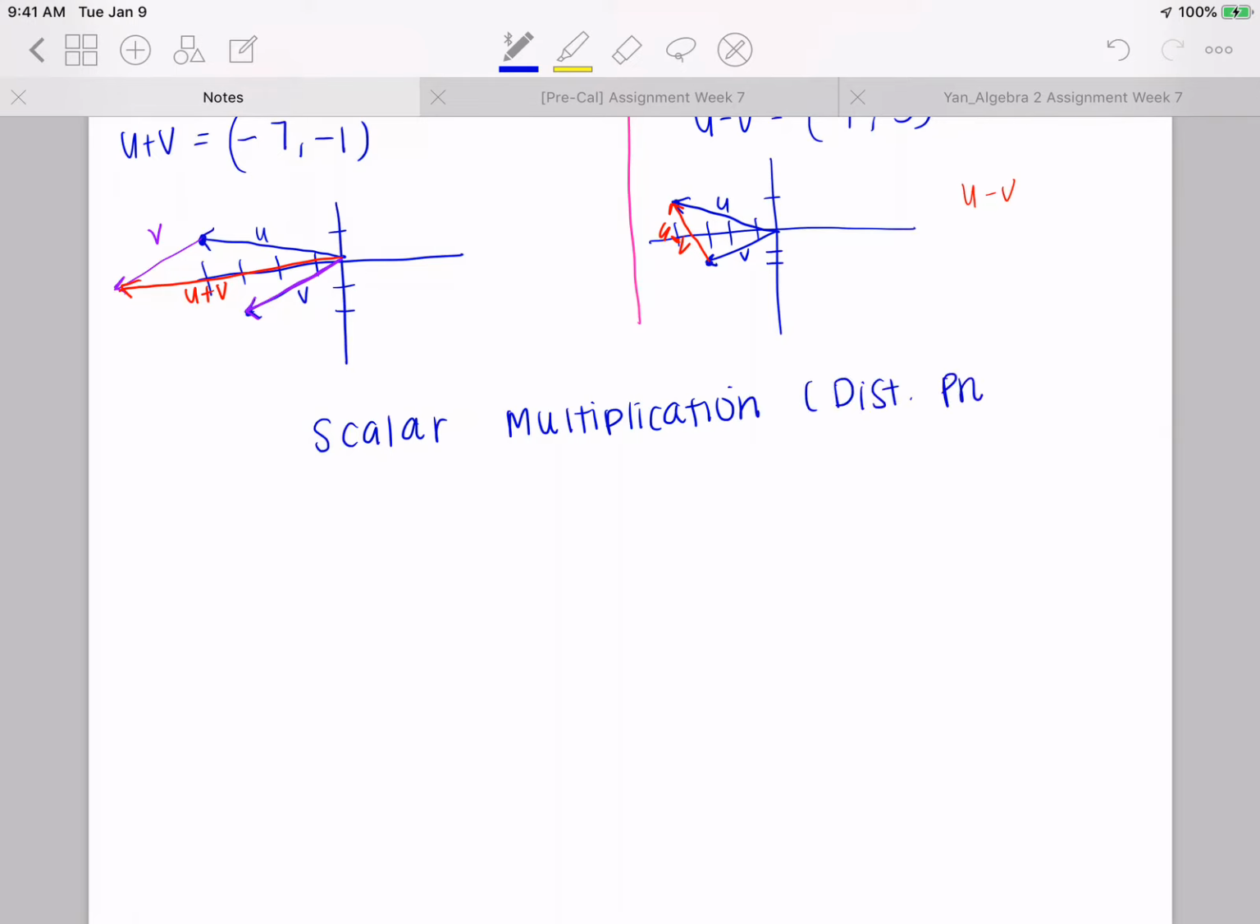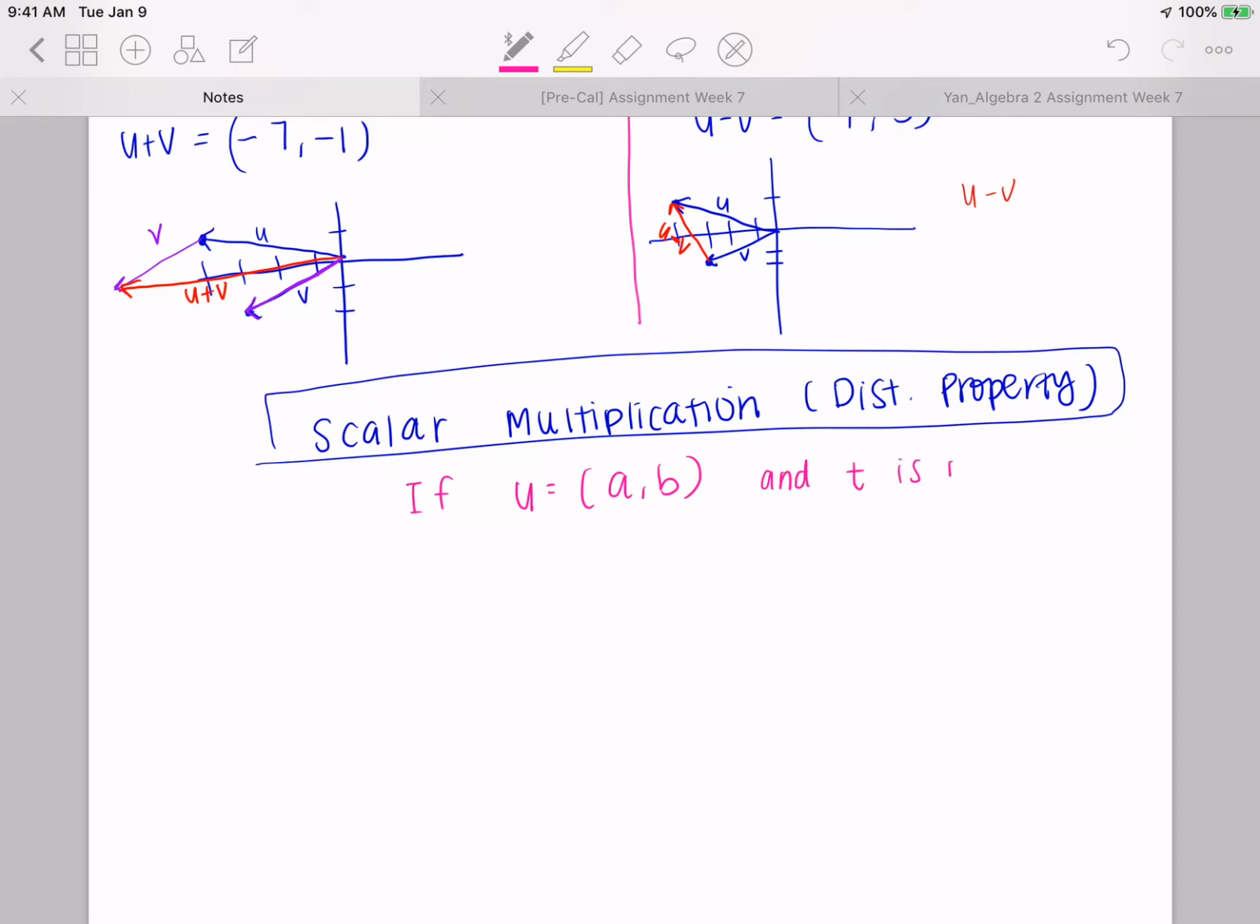Okay, so if you have a vector, which is u equals a comma b, and you have a number t, which is a real number, which means any number. If I ever put t times u, which we're really going to do t times a comma b, that's the same thing as saying t times a and t times b.